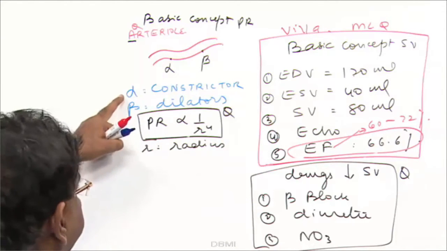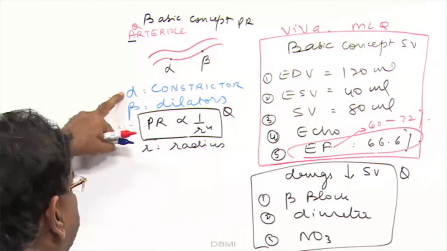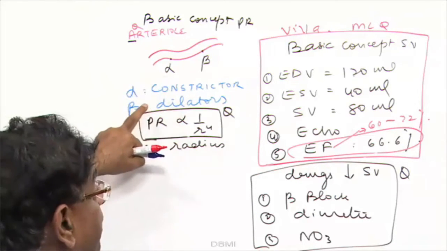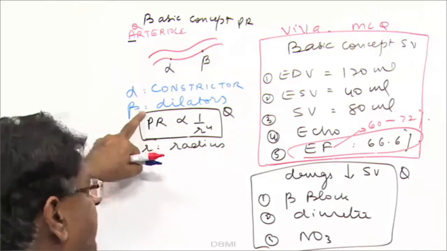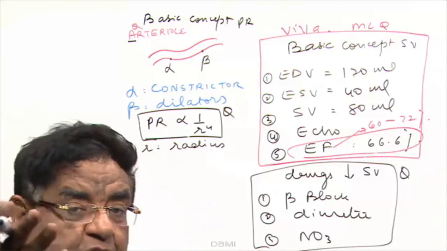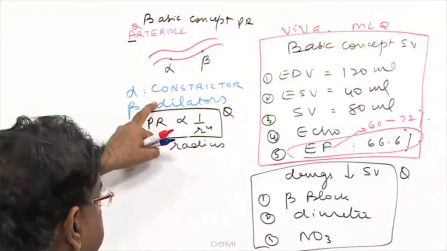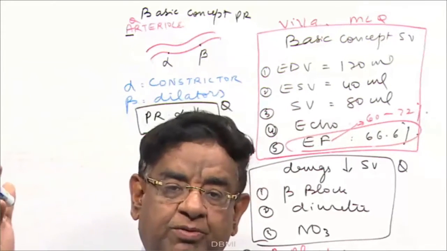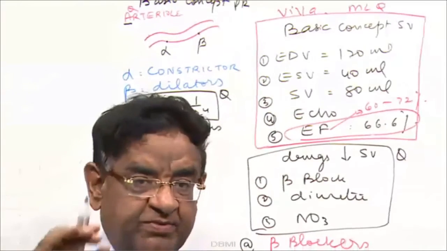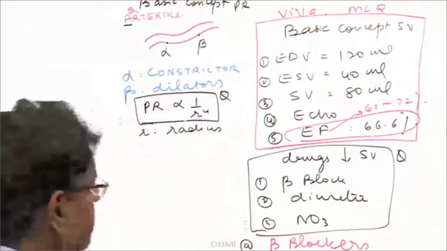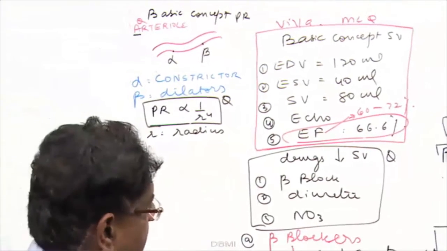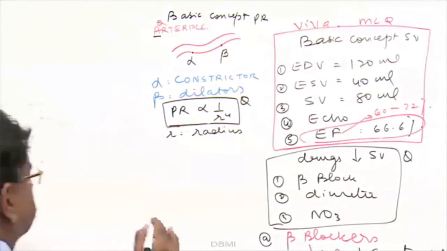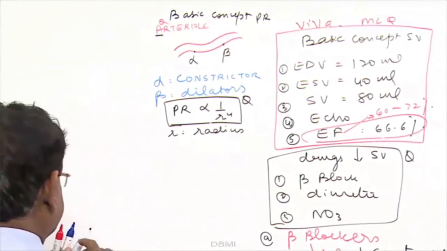Now, if I give an alpha blocker, a drug which is going to block alpha receptors, there will be unopposed beta action. That leads to what? Dilatation, and peripheral resistance comes down, BP will go down. This was the basic physiology. Now we talk about pharmacology: drugs which can reduce peripheral resistance.